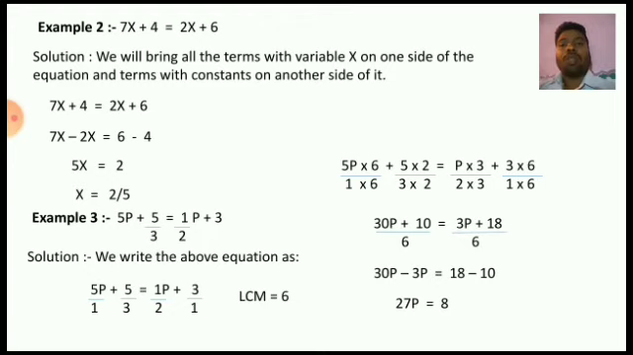So what is the value of p? p is equal to 8 divided by 27. So this 27 gets divided on the right hand side. So p is equal to 8 divided by 27. So this way you solve this type of example. So this is all about this session. The next point of this lesson we will see in the next session. Thank you.